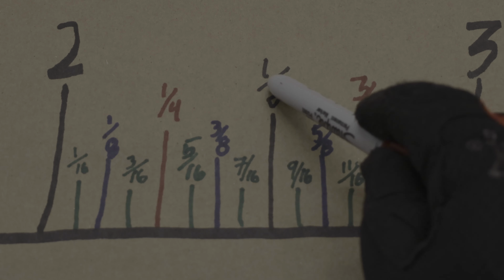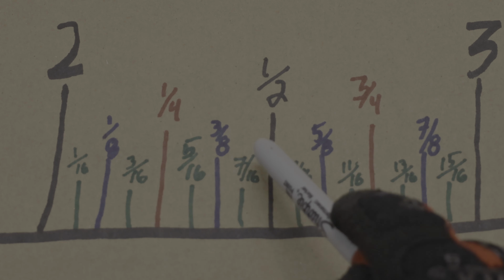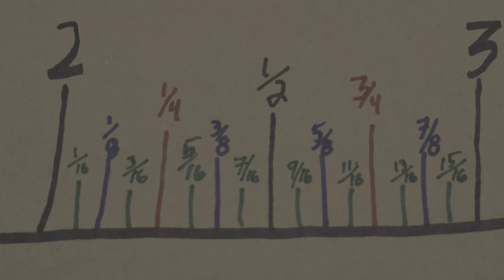A little trick to make it easier during measurement. The numbers are always odd. You cannot have an even fraction.